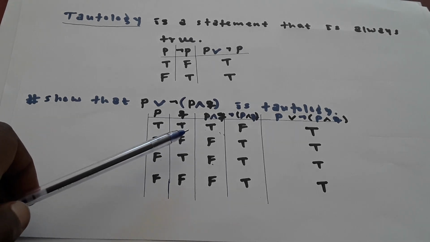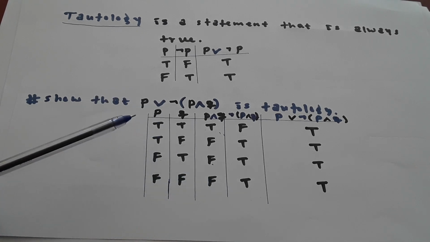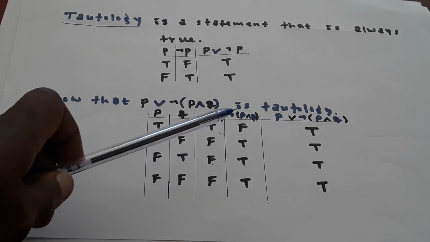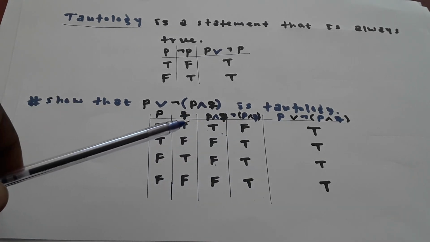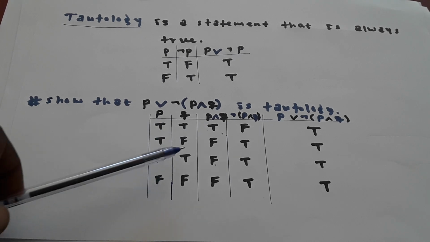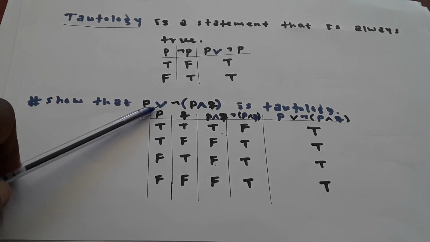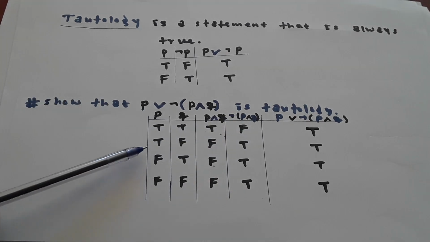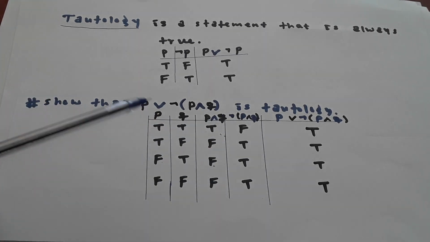True and true is true, true and false is false. Only if both are false do we have false, like we did before in conjunction. Again, the negation of this column means false, then the others are true. So let's look at this column and combine it through the disjunction or. True or false is true, true or true is true, false or true is true. The only option in disjunction to be false is if both propositions P and Q are false.